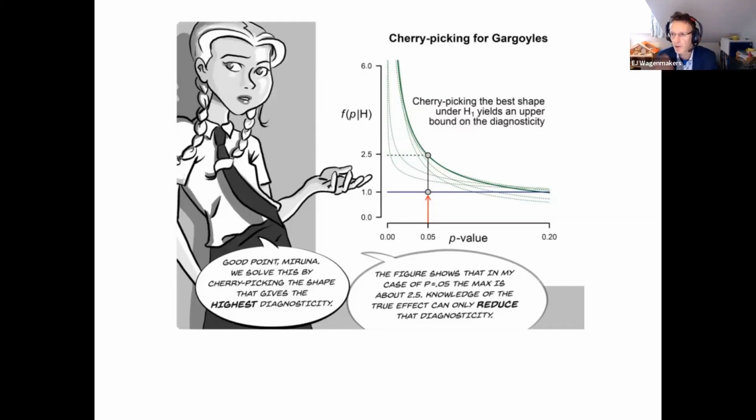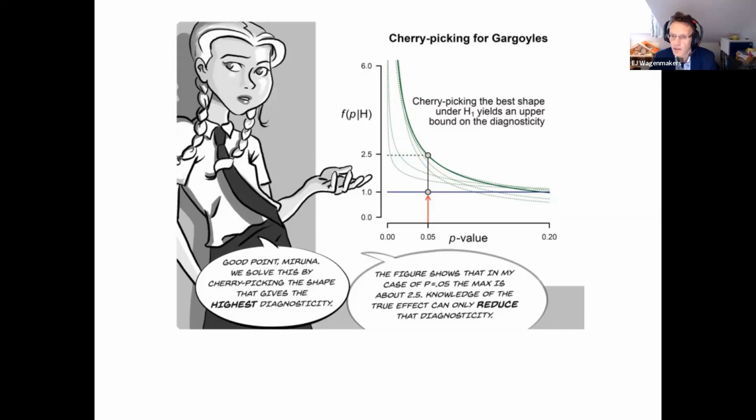So out of all the possible curves we can get, we pick the one that gives us the largest ratio between the heights of the curves, the green curve and the blue curve. So in this case, the one that was cherry picked gives us a maximum diagnosticity of 2.5, right? So in this case, the p-value is 0.05, and you may think, oh, 1 in 20, this is good evidence. But actually, the relevant number is 2.5. The p-value is only 2.5 times more likely under the alternative than under the null, right?